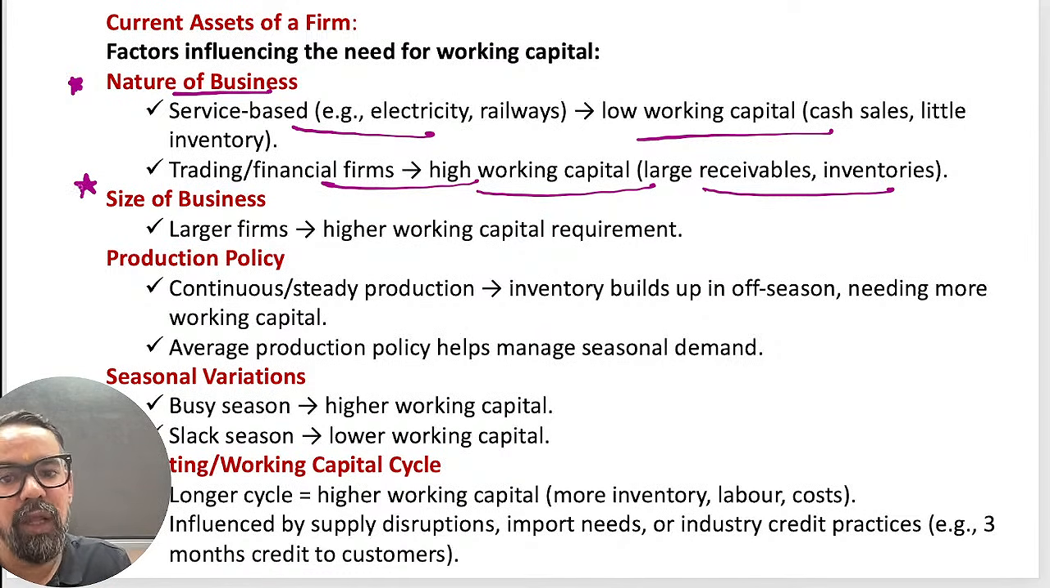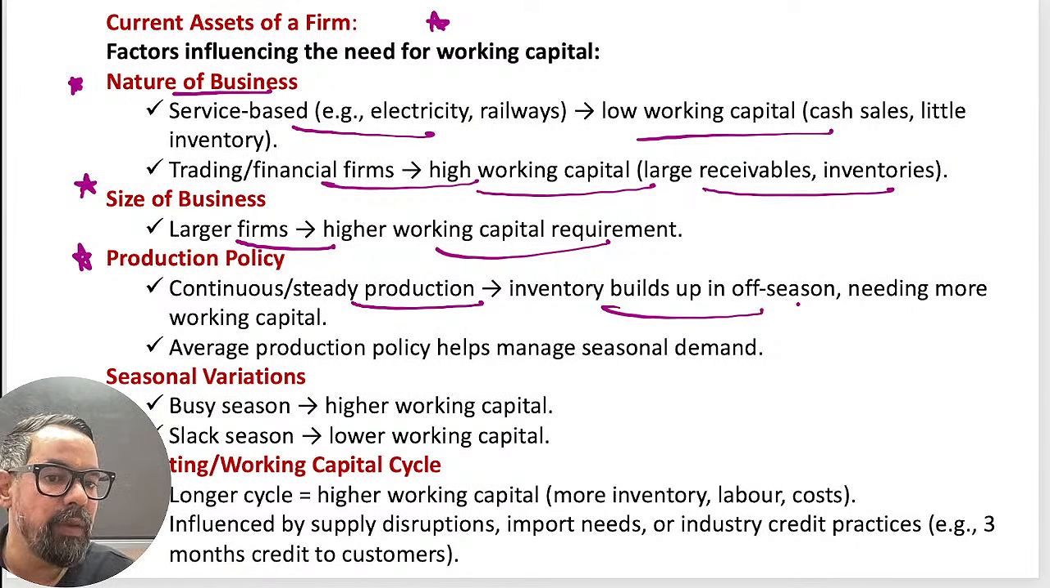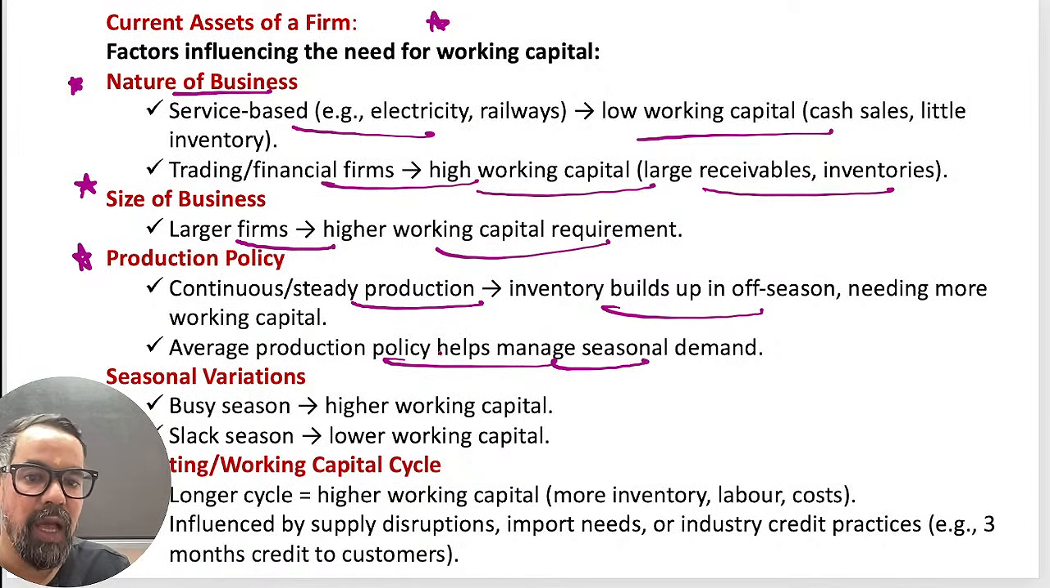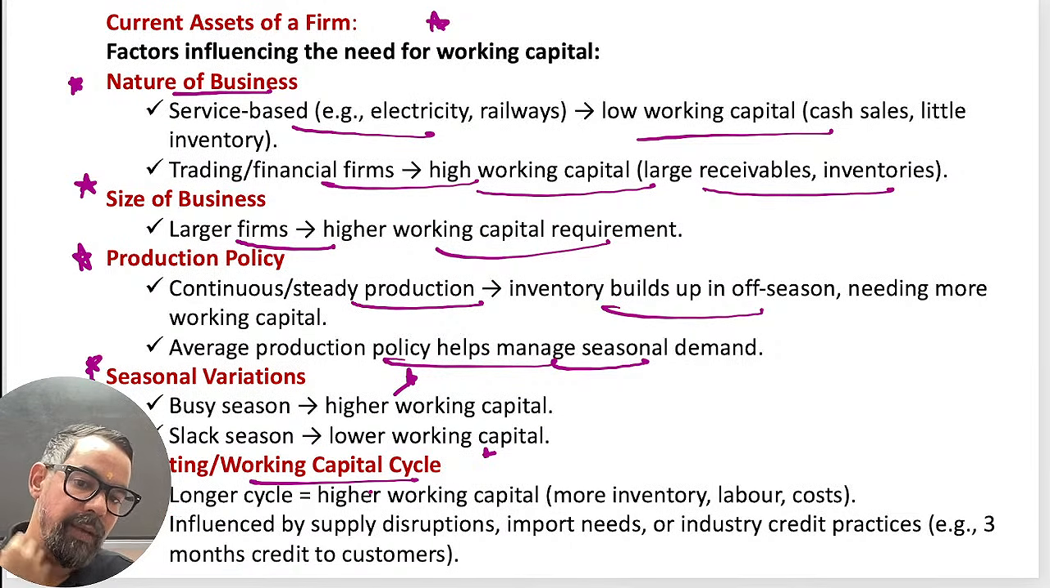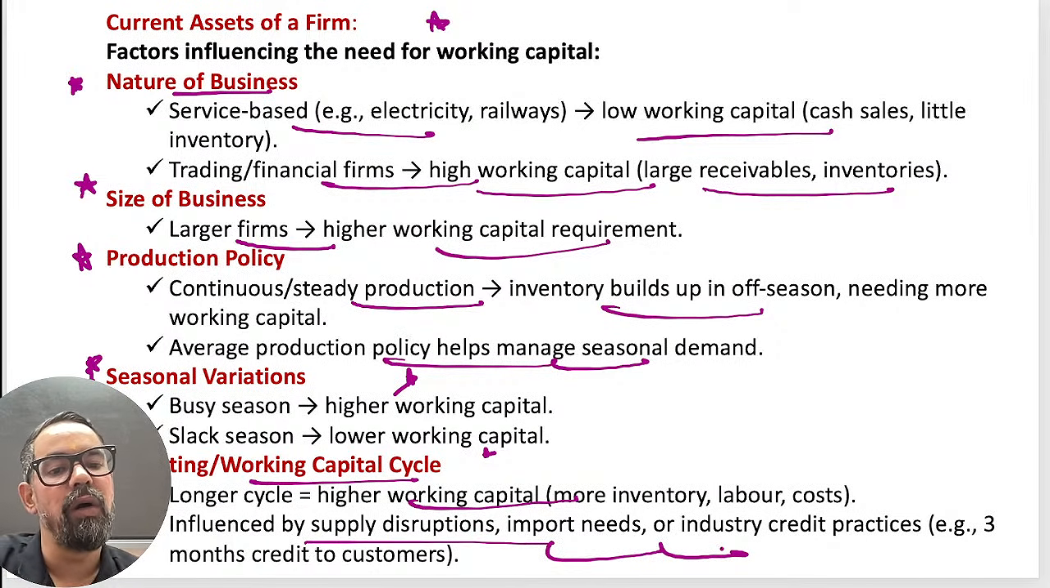Size of business also affects the working capital requirement. Larger firms require higher capital. Production policy, continuous or steady. So inventory builds up during the off season, needing more working capital. Average production policy helps with seasonal things also. Seasonal variation: busy season, high working capital; slack season, low working capital. Operating or working capital cycle: longer cycle, higher working capital. Influenced by supply disruption or import need or industry credit practices also. So we have discussed all these particular ones.